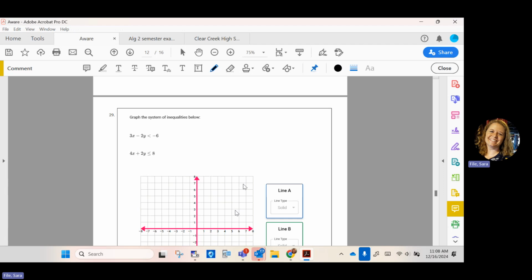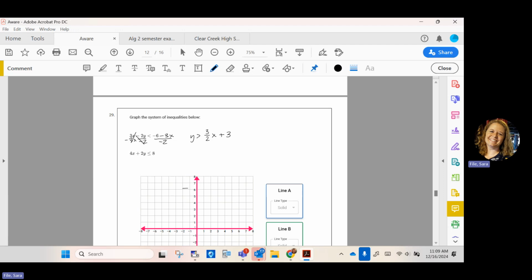For this first one, I would move the 3x by subtraction, and then I would divide out the -2. You need to remember, when you divide by a negative, your inequality flips direction. So it's going to switch to greater than. I'll do the x term first: the -3 over -2 is +3 over 2x, and -6 divided by -2 will be +3. So there's the first inequality with y isolated.